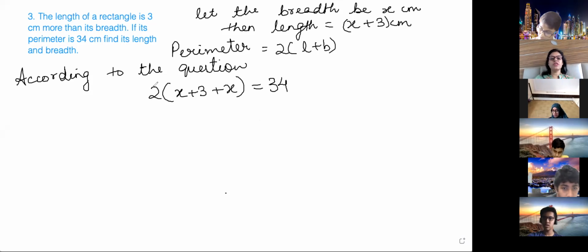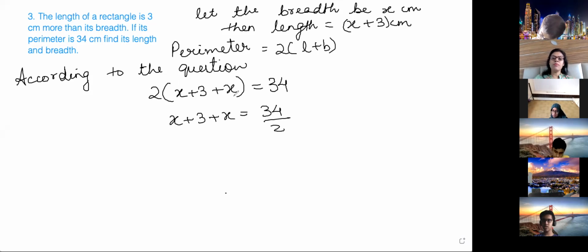This whole term is multiplied by 2, so I'll bring this 2 over here and I can directly do x plus 3 plus x is equal to 34 by 2. Because this whole bracket was multiplied by 2, I can bring it over here. Or you can move it inside and then also solve. Any method you can use. Because I saw that it is an even number, I can easily cancel it. That is why I just brought it over here.